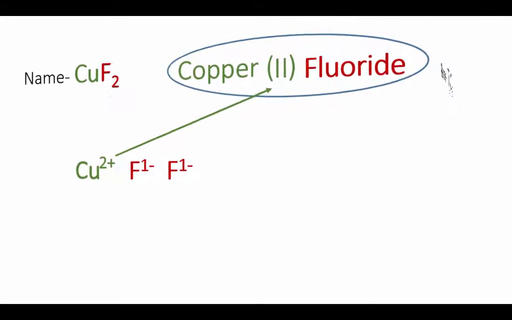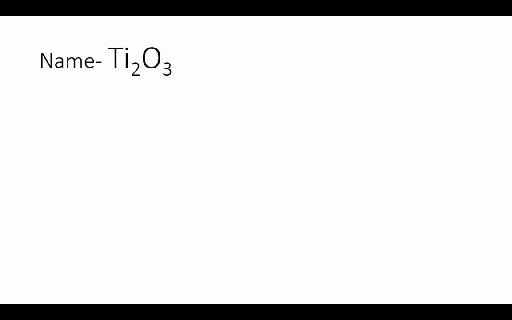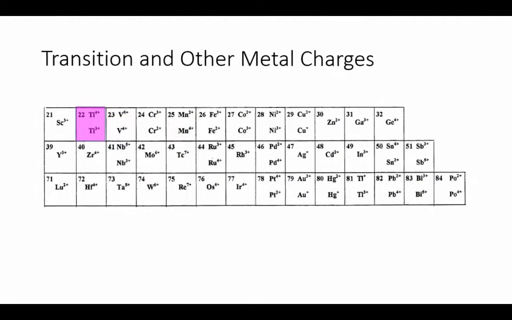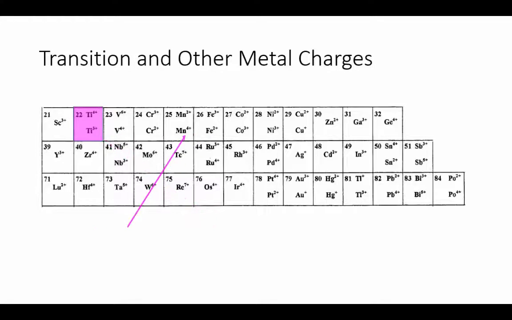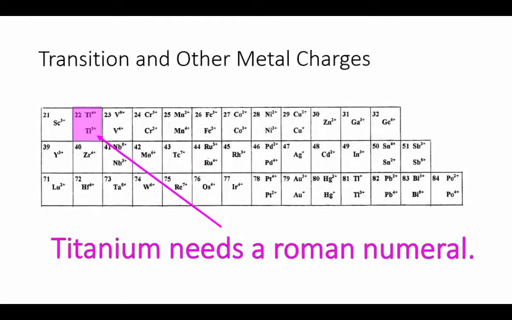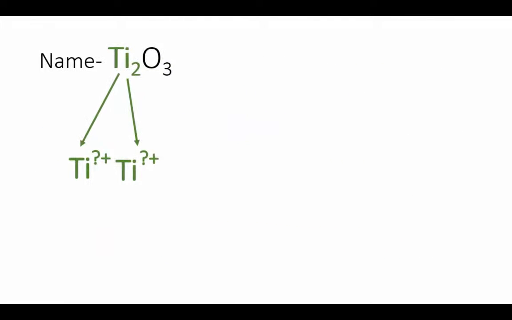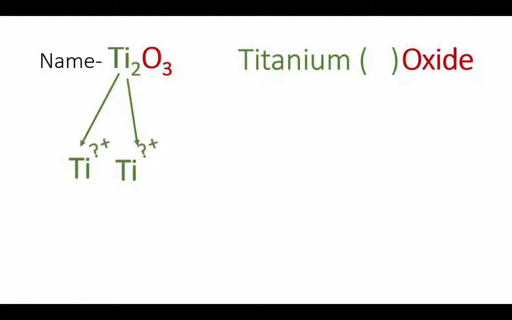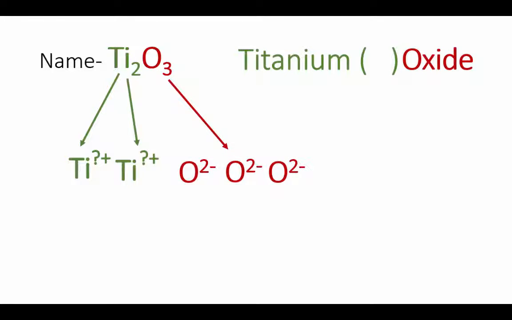Let's look at another example. Titanium and oxide. Does titanium need a Roman numeral? Well, we're going to have to check our periodic table to see. Let's go look at the back, and you'll notice that titanium does have multiple charges, therefore titanium needs a Roman numeral. So I'm going to write titanium and leave parentheses next to it and write down my anion, oxide, and then use these 3 oxides to figure out what the charge on these 2 titaniums would be.